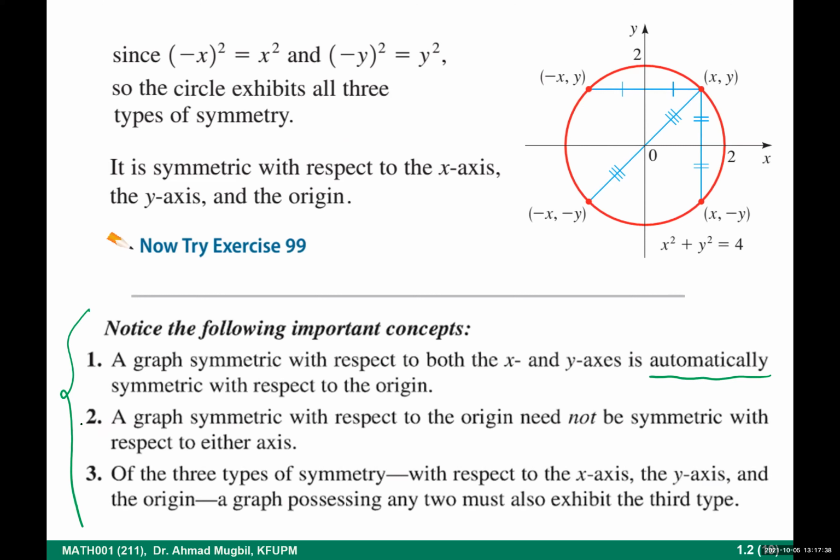Be careful about two. A graph that is symmetric with respect to the origin is not necessarily symmetric with respect to the x-axis or the y-axis. So if it is symmetric with respect to the x-axis and the y-axis, it is symmetric with respect to the origin. But if it is symmetric with respect to the origin, it might be not symmetric with both of them. This is the best offer that you have here.